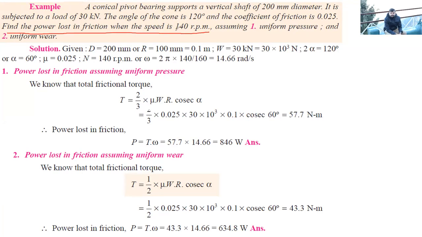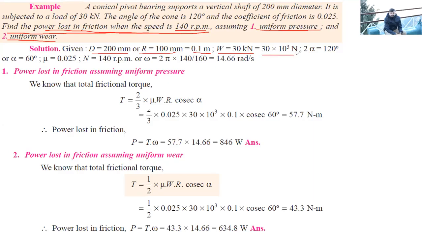So the value of n is given to us as 140 rpm. Now this power loss in the friction is to be determined assuming uniform pressure theory and uniform wear theory. Okay. So let's see how it is to be solved. First, we will write the given data. So D is equals to 200, so R will become 100 or 0.1 meter. W is equals to 30 kilonewton.